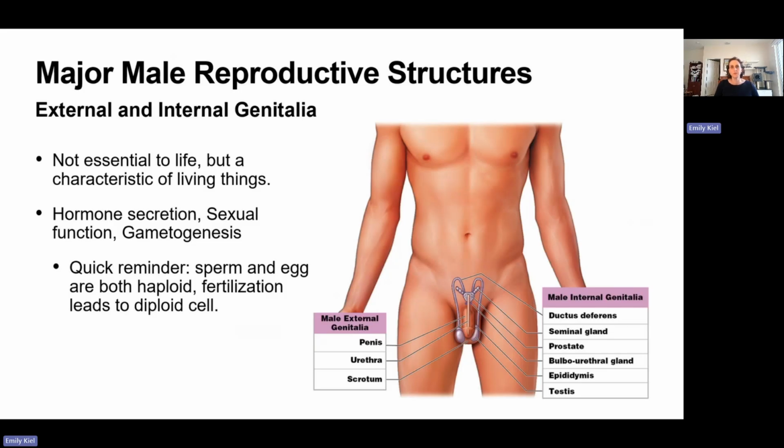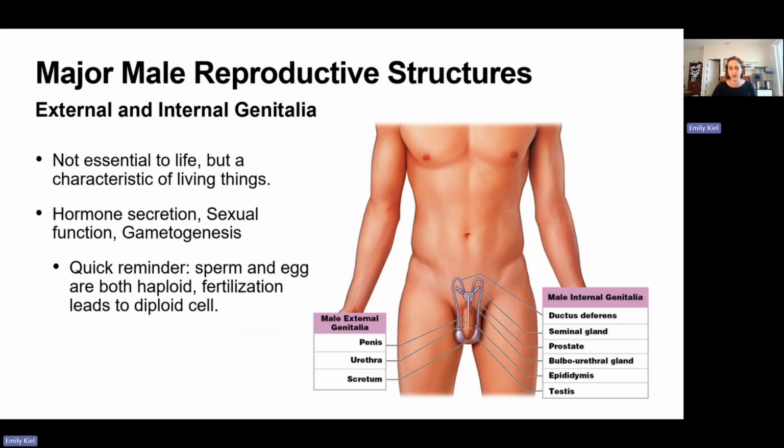The normal human body cell has 46 chromosomes, but a gamete is only going to have half of that, or 23 chromosomes. So these cells are haploid. And when you have a sperm with 23 chromosomes and an egg with 23 chromosomes, and they combine in fertilization, you're going to end up with a total of 46 chromosomes in the new embryo.